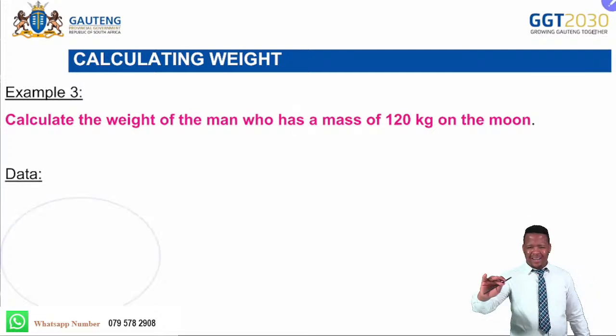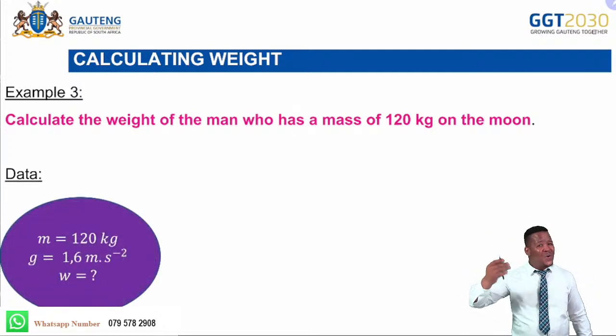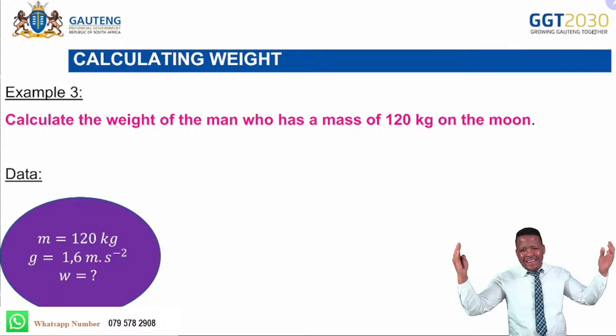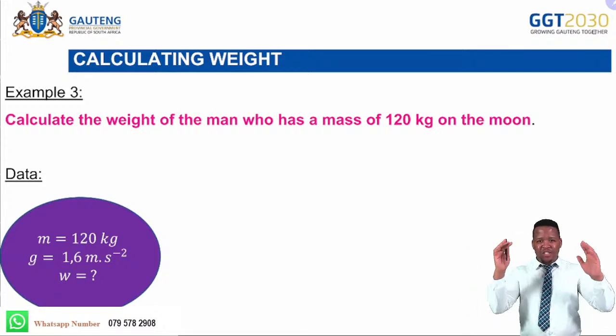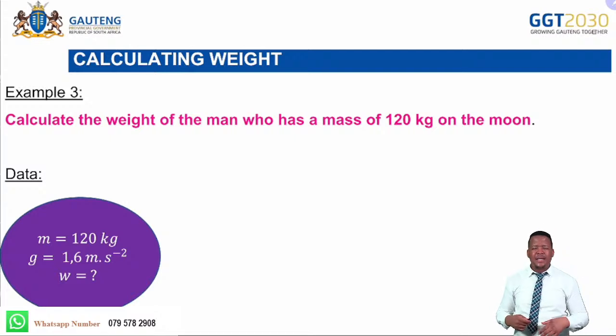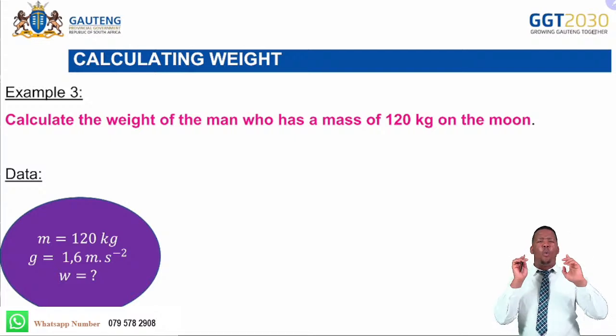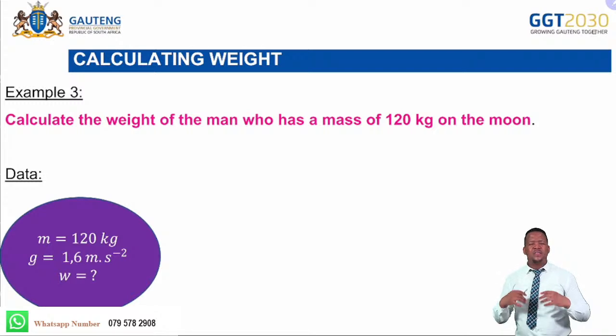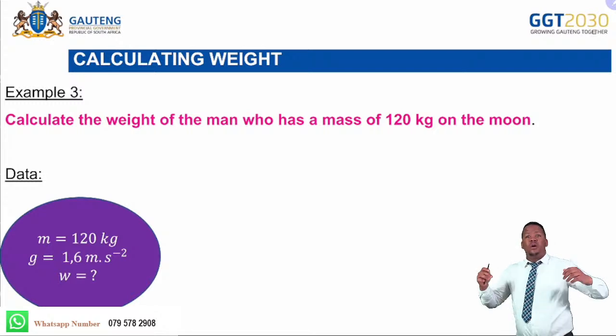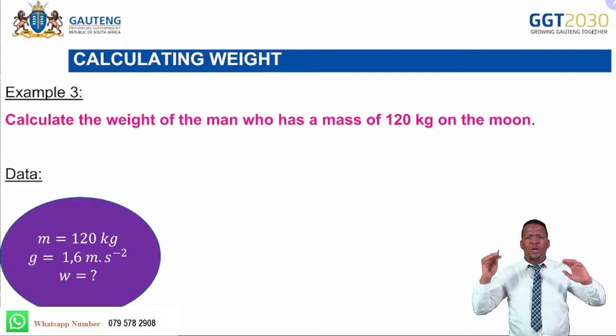Our data. I keep on reminding you, have data, be online, okay? So, the mass of the man, 120 kilograms. The gravitational acceleration on the Moon, 1.6 meters per second squared. And the weight of the man on the moon, we don't know. That's what we are looking for.